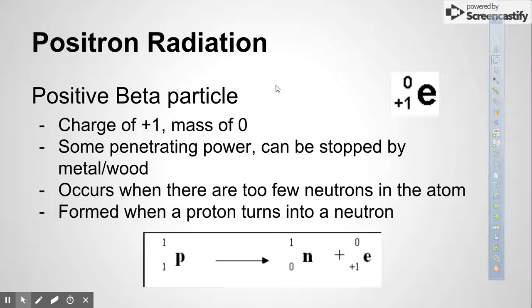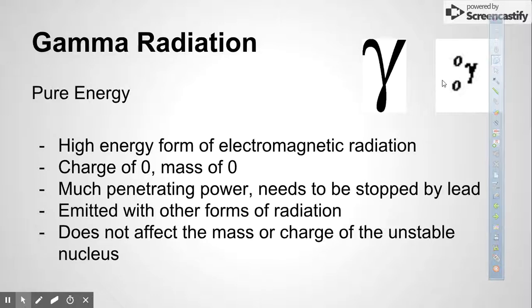The third kind is positron. Now, you did not see this in the lab. It is the same penetrating power. It's weird. It's essentially a positive beta particle. It's a positive electron. It's called antimatter. So in this case, when there's not enough neutrons, then a proton gets changed back to a neutron and a positron is emitted.